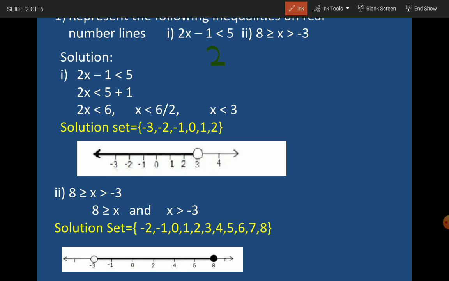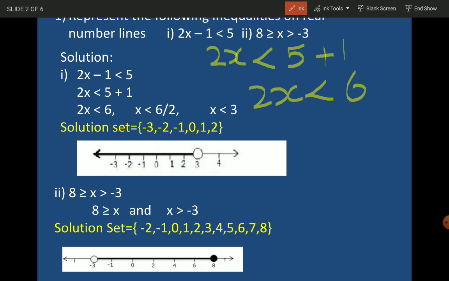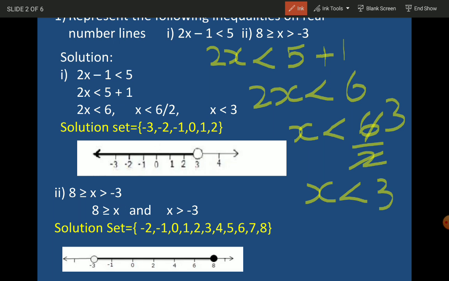2x is on the left hand side. The constant value is moving to the right hand side. That means minus 1 is changed to plus 1. So 2x less than 5 plus 1, 6. x less than 6 by 2. Cancelling, 3 twos are 6. x less than 3. That means we have to write the solutions for this x value.